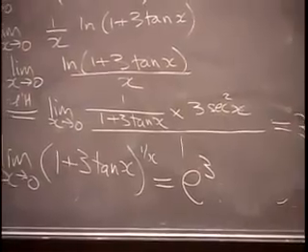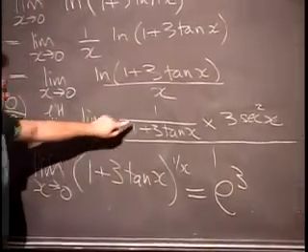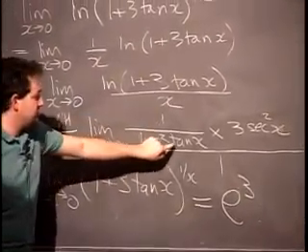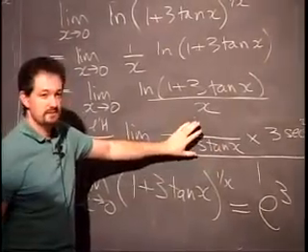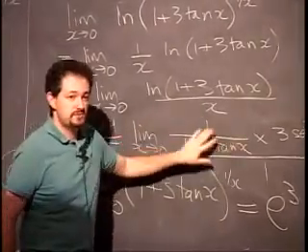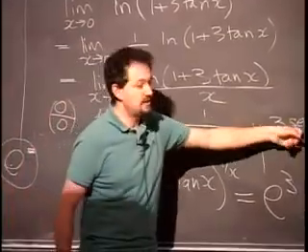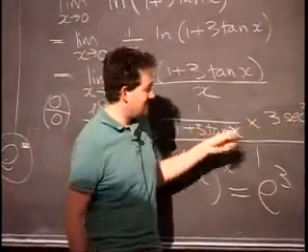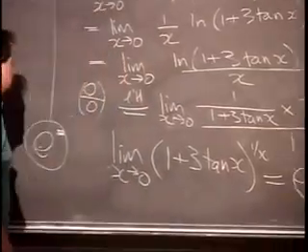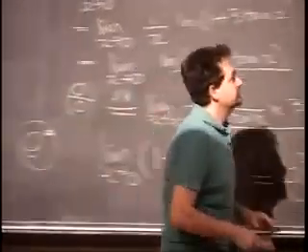Why is this equal to 3? I plug in 0. Do you agree? We get 1 over 1 plus 3 times 0. So this is just 1. That factor is 1. And secant of 0 is 1. So it's just a straight plug-in, but you know it's trig, so you have to be careful.